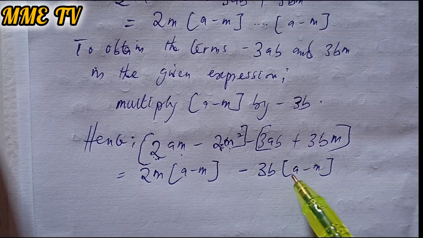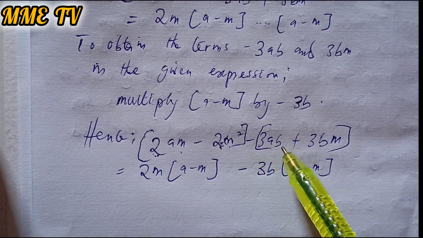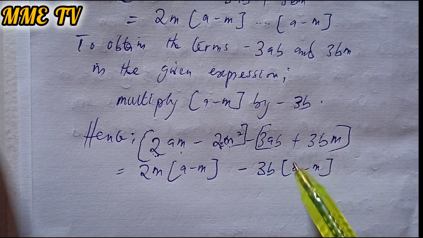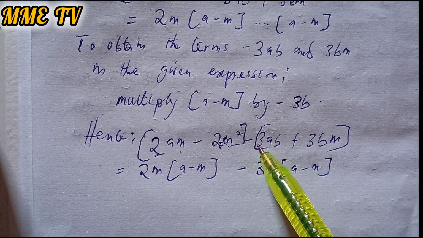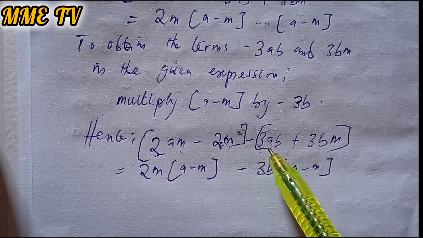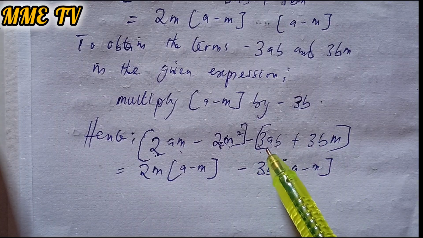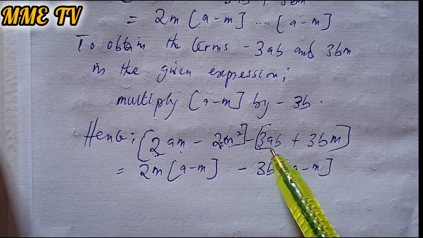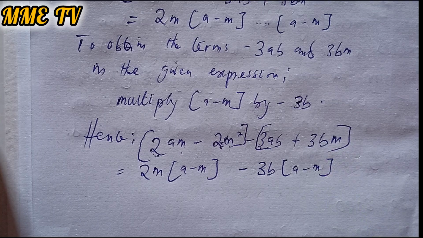But at this particular point in time, you're having 3ab plus 3bm. What is common here and here? 3 is common. 3 is here, 3 is here. a is here, a is not here, but b is here and b is here. You write both of them. Then what remains after that is going to be a. And what is here? m.